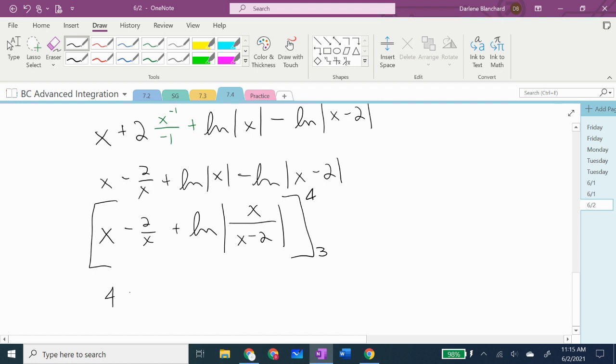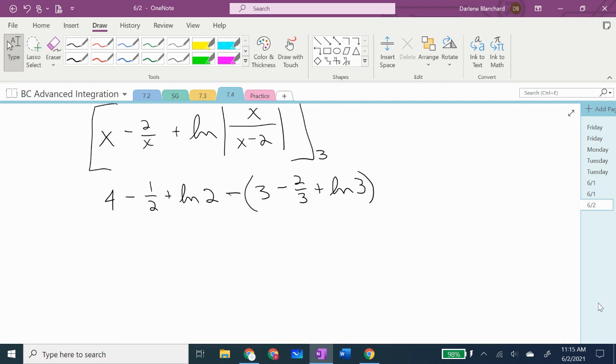Plugging in 4, I get 4 minus 1/2 when I reduce the fraction, plus the natural log of, plug in 4, and I have a 4 divided by 2, so I have natural log of 2. Minus, plug in the 3, I have 3 minus 2/3, plus the natural log of 3 divided by 1, so the natural log of 3. I'm going to add the opposites.